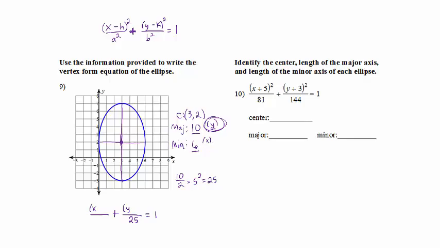Underneath x, since it's left and right, we're going to half and square 6. So we half it and get 3, we square it and get 9. Then we just need to fill in our center, x minus 3 squared plus y minus 2 squared, and that would be our answer.